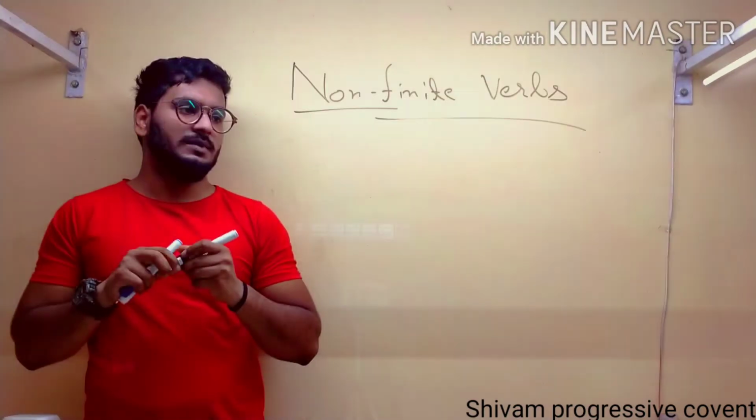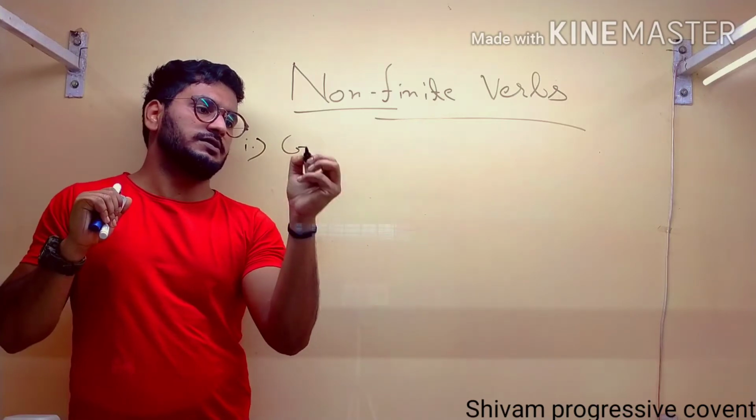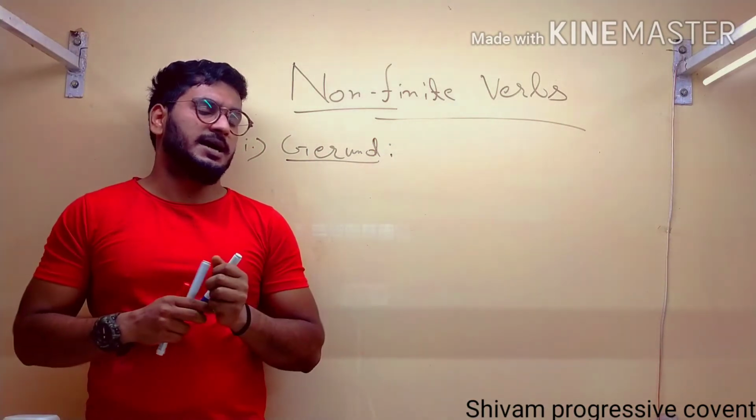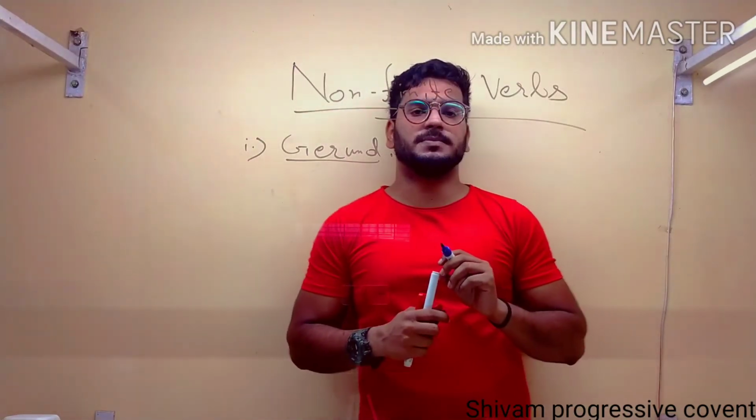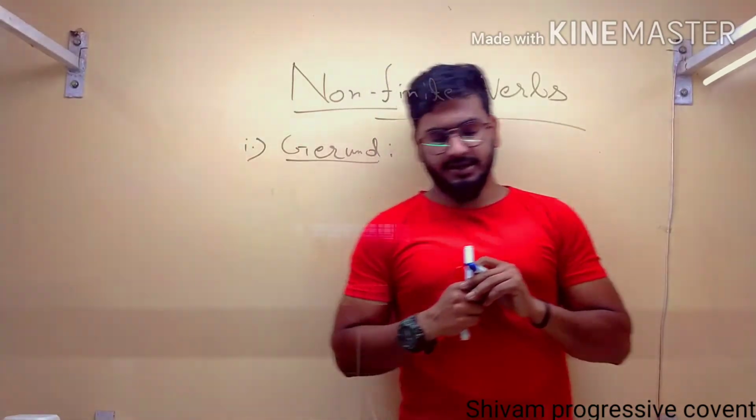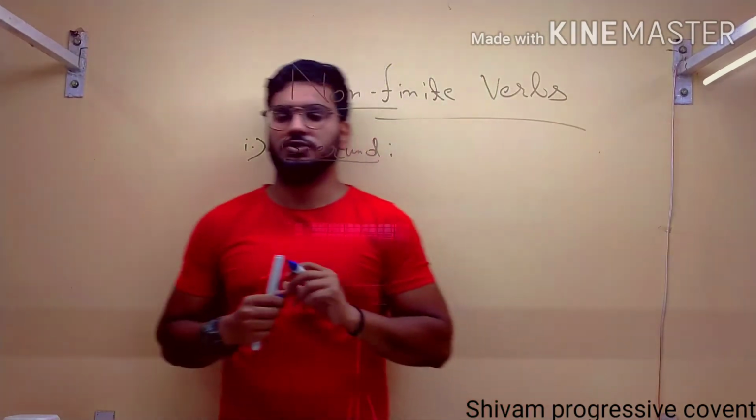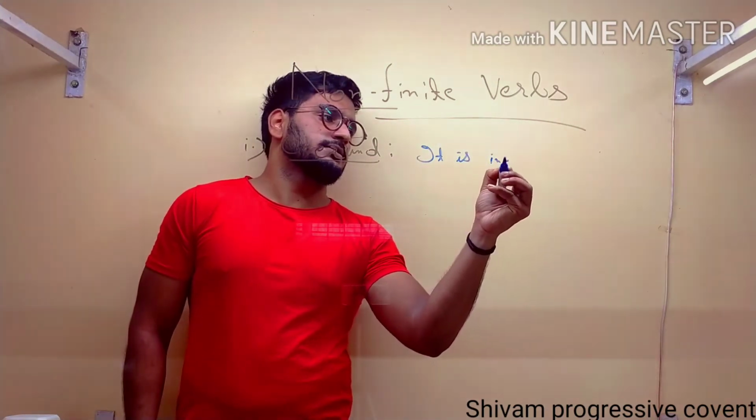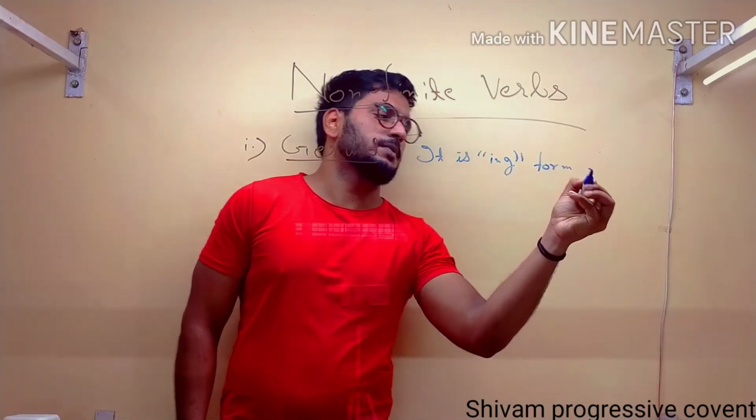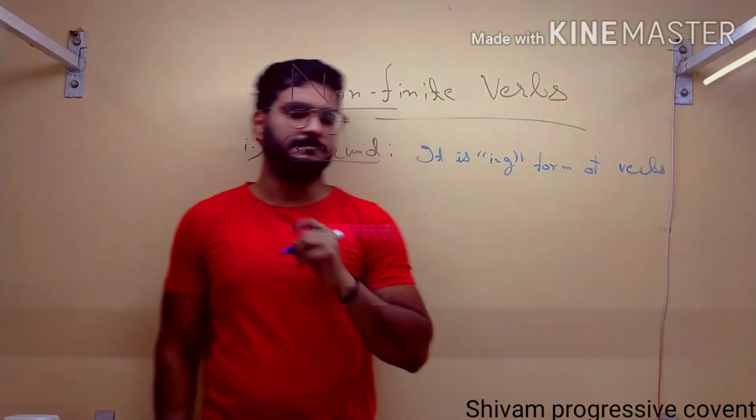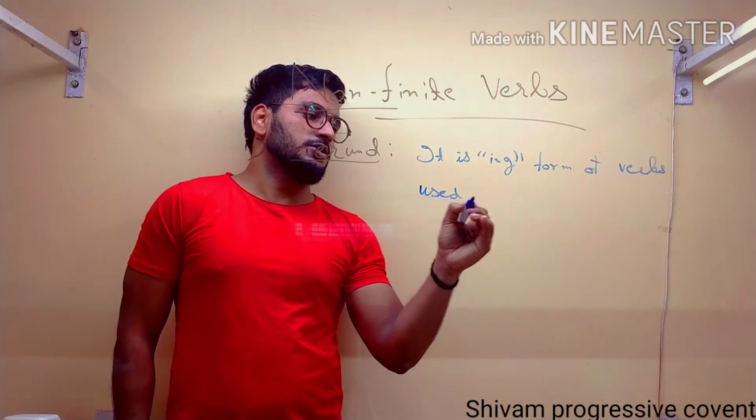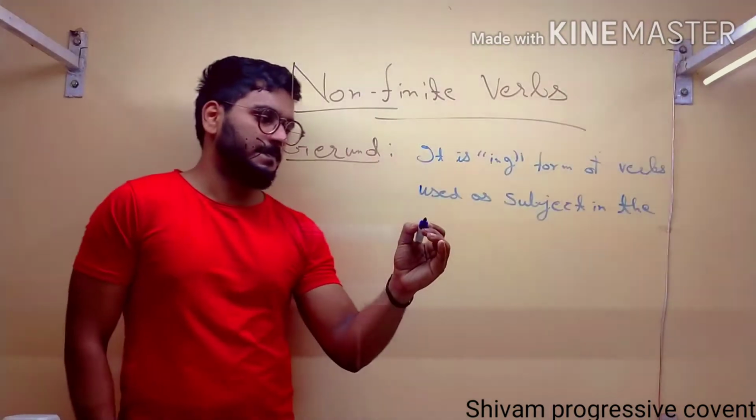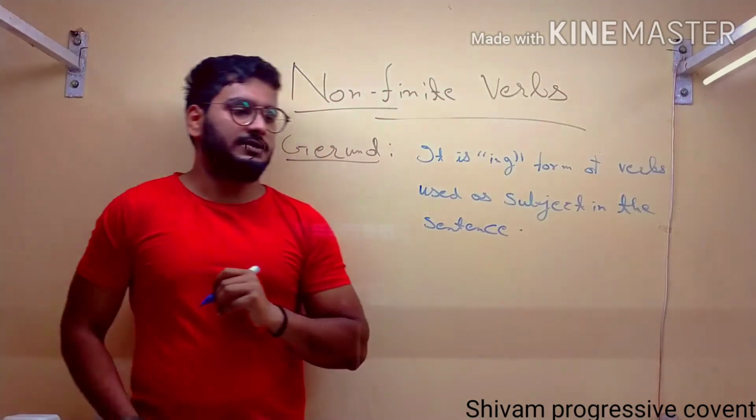Coming to the first point, the first form of verb, which is gerund. Try to recognize what I have taught you in the last class about gerund. A gerund is nothing but the ing form of verbs, and it is used as what? Subject in the sentence. Note down the definition if you missed it in the last class. It is the ing form of verbs used as subject in the sentence. This was about the gerund.